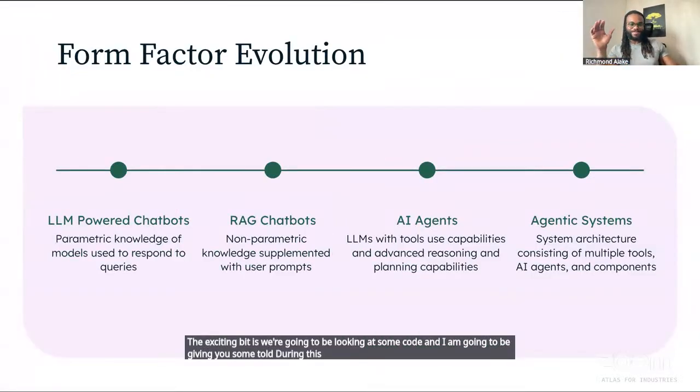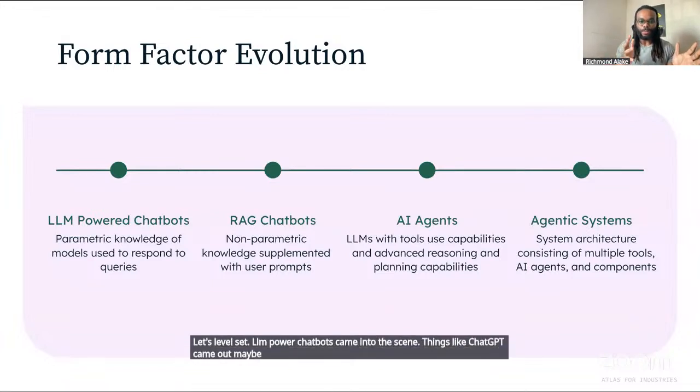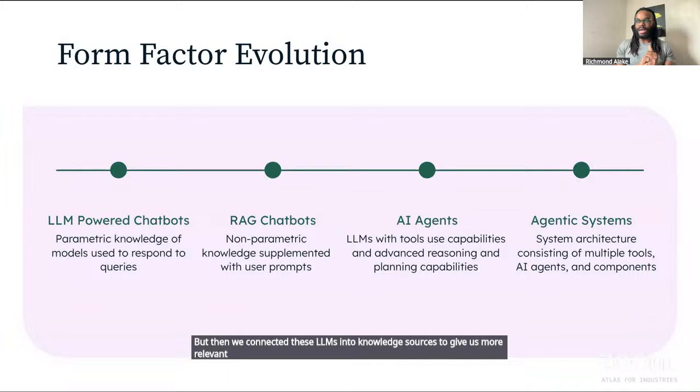So let's level set. LLM-powered chatbots came onto the scene. Things like ChatGPT came out maybe 2.5 years ago. We were able to ask some questions, and it gave us generic answers from its parametric knowledge. But then we connected these LLMs to knowledge sources to give us more relevant answers to the questions that we gave them. We call this RAG, or RAG-enabled chatbots.